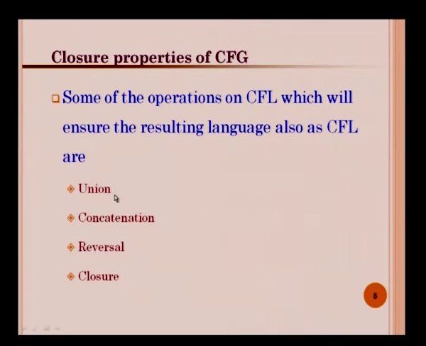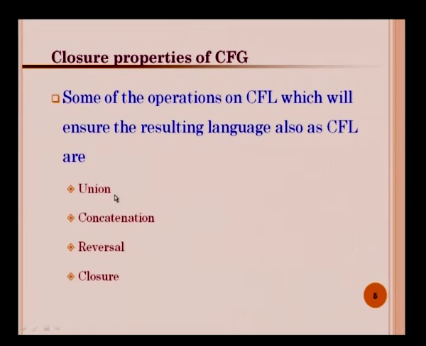That means the new language is also going to be a context-free language. And the next one is going to be the concatenation, where we have two grammars and their respective languages are also known, and by doing the concatenation of those two languages, we have to prove that still we will be having a language which is a context-free language.